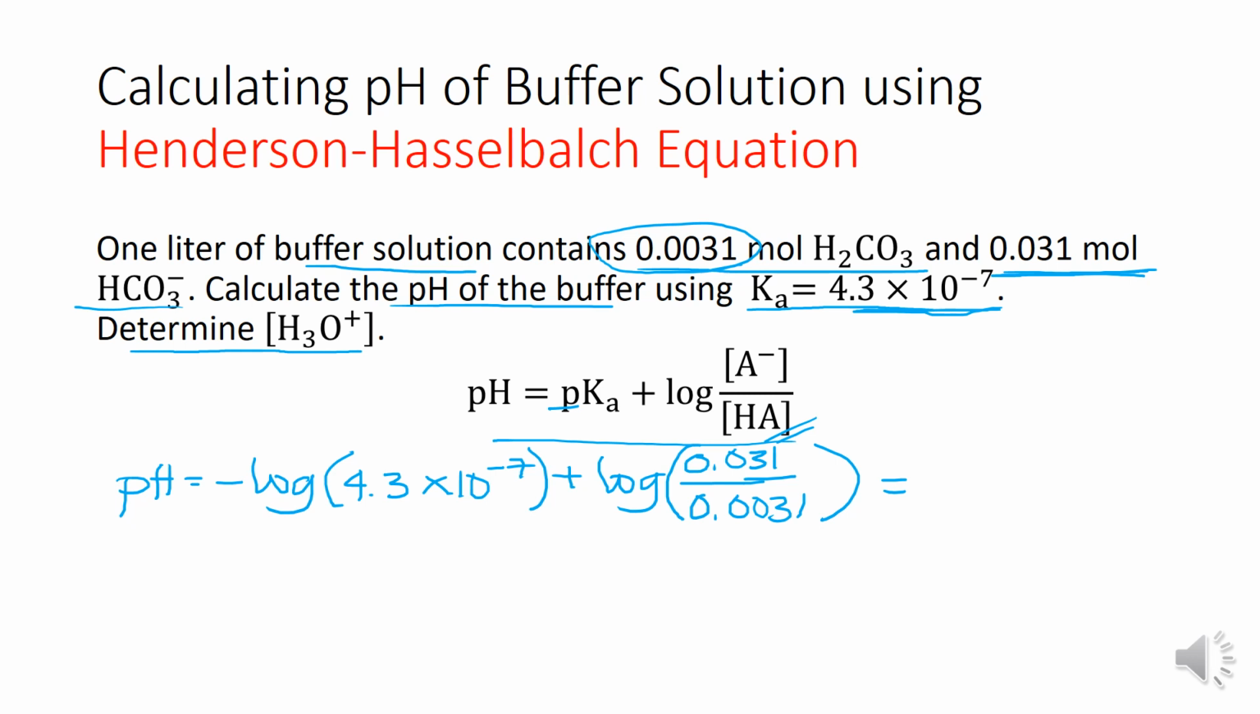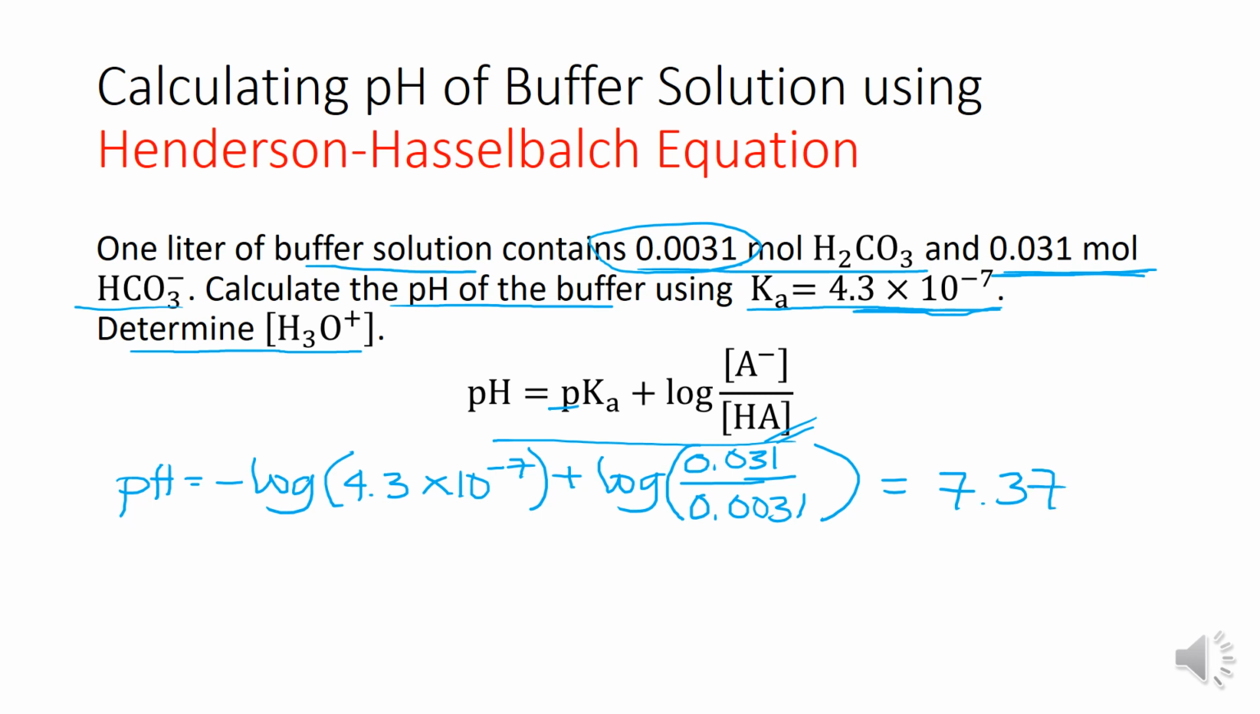Negative log to the base 10 of 4.3 exponent negative 7 plus log to the base 10 of 0.031 divided by 0.0031. So that is equal to, okay, we get the same value, which is 7.37. So that is the pH of the buffer solution.